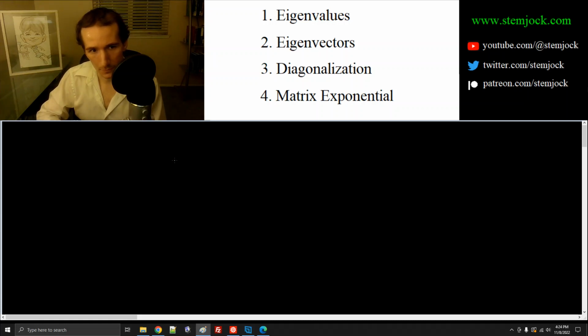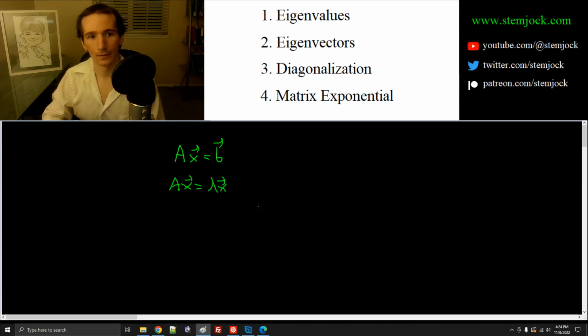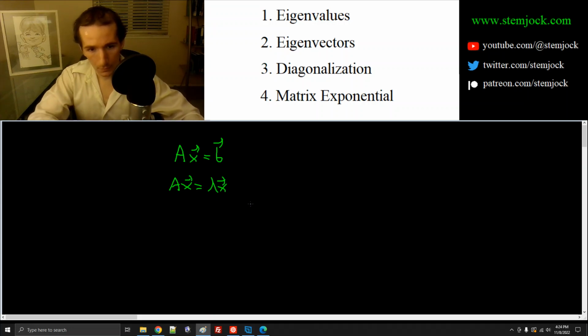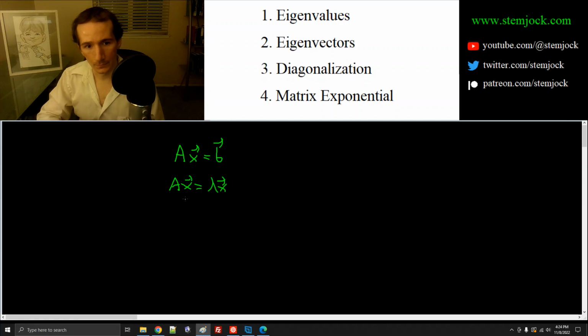Linear algebra is essentially the study of two equations, Ax equals b and Ax equals lambda x. Now in this video we're going to be looking at the second equation here. The goal is, for a given matrix A, to find values of the scalar lambda as well as the vectors x for which this equation holds true.